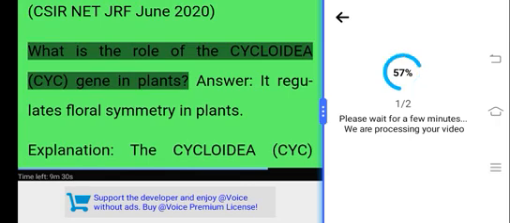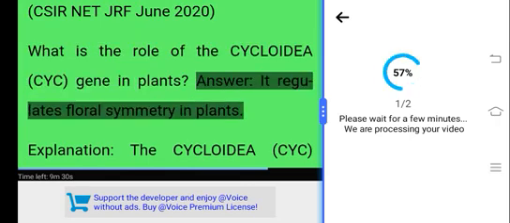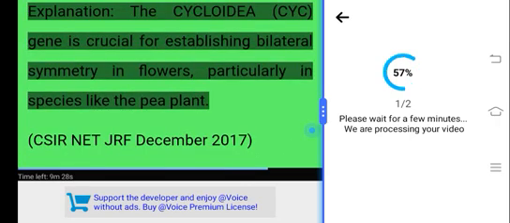CSIR NET JRF June 2020. What is the role of the CYCLOIDEA (CYC) gene in plants? Answer: it regulates floral symmetry in plants. Explanation: the CYCLOIDEA (CYC) gene is crucial for establishing bilateral symmetry in flowers, particularly in species like the pea plant.